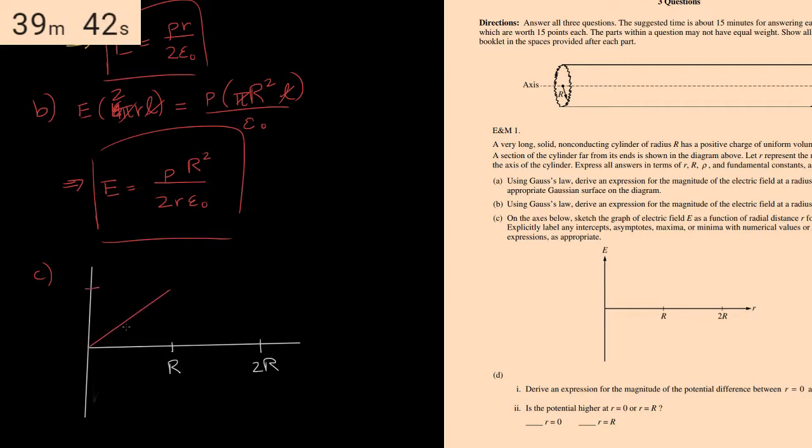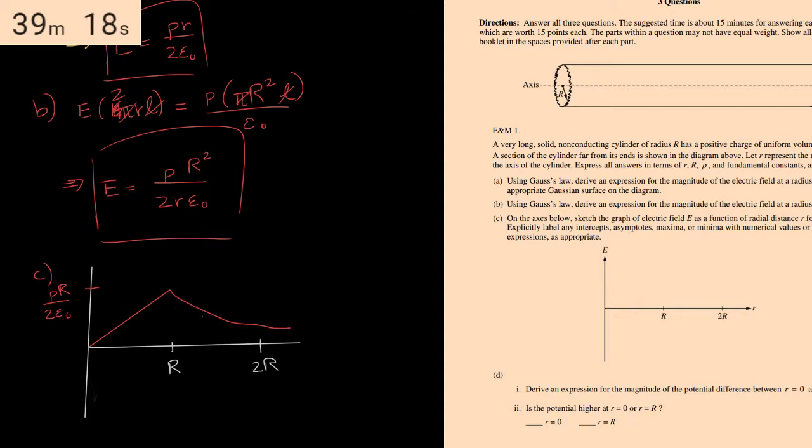What is the maximum going to be? It's going to be when r is big R, so rho big R over 2 epsilon 0. And after this point, when r is larger than big R, we see this big R squared term here, but that's a constant. So what we're going to end up with is a 1 over r term, which is going to make some kind of concave up decreasing slope here.